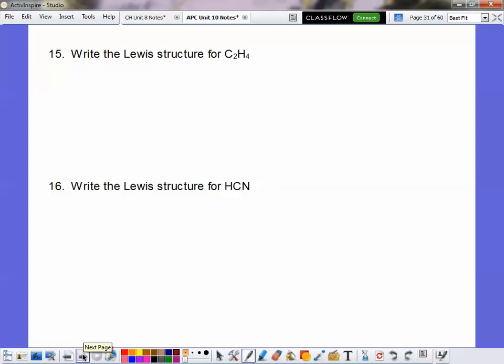A few more examples, and then I will kind of wrap everything up. So C2H4. Let's figure out the total number of electrons. Actually, we can do needed, available, shared for this. All right, needed. Carbon needs 8, and there's 2 of them. And each hydrogen needs 2, and there's 4 of them. So 8 times 2 is 16, plus 4 times 2 is 8. 16 plus 8 is 24. I hope I did that math right.